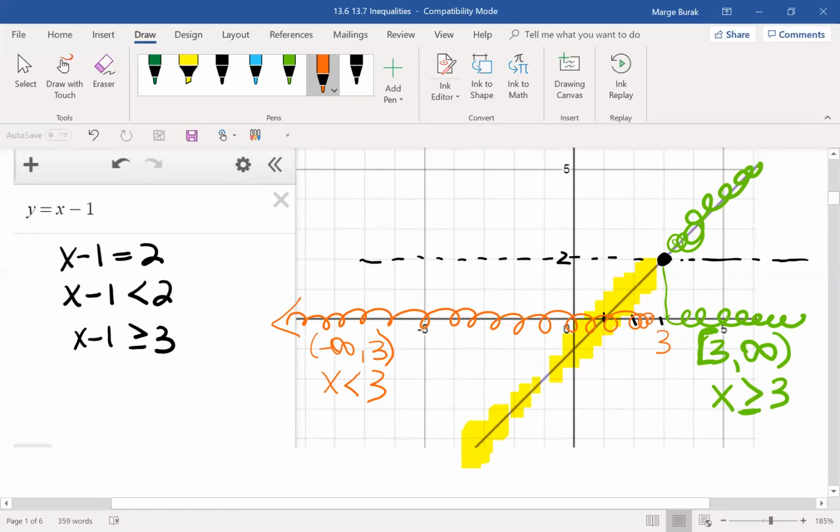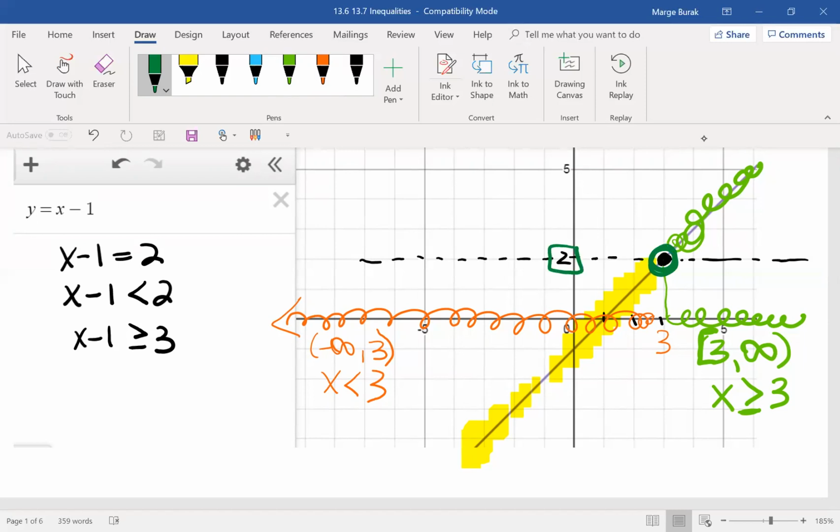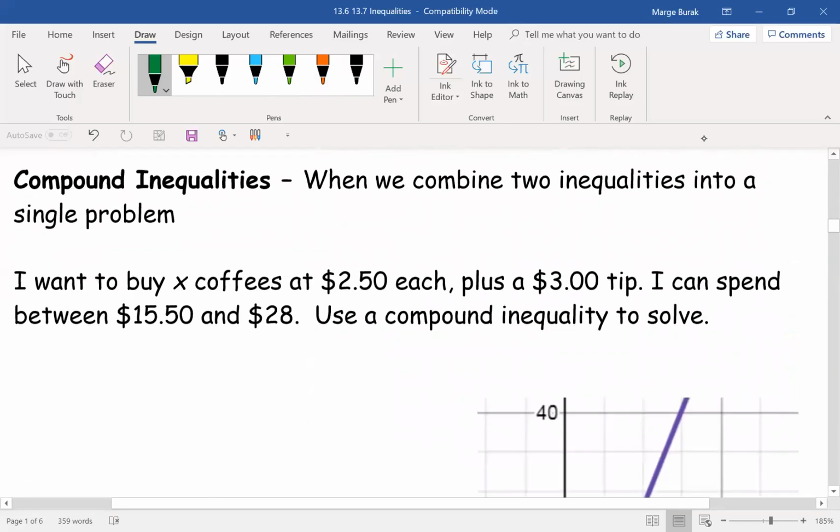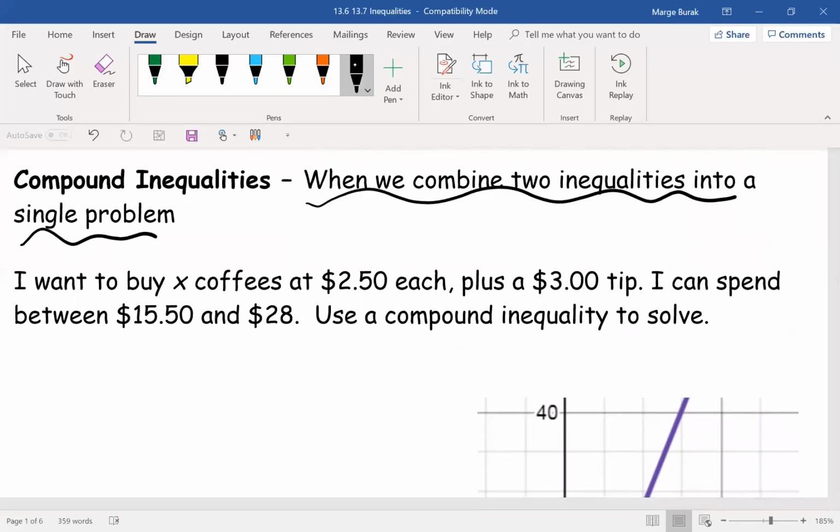We're going to be solving inequalities where we have a function, which is the line, and we want to know where that function is, first of all, equal to 2, and then less than 2, that goes forever, and then greater than or equal to 2. We answer that with the x values. All right, let's look at another one. Now what happens when we get two inequalities in a single problem? We have a compound inequality.